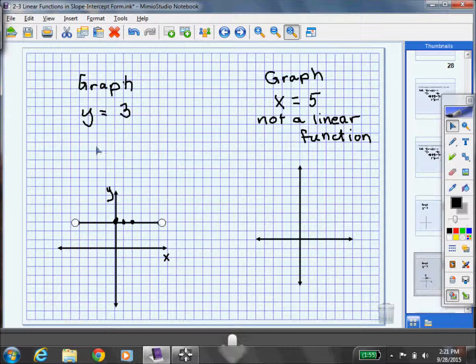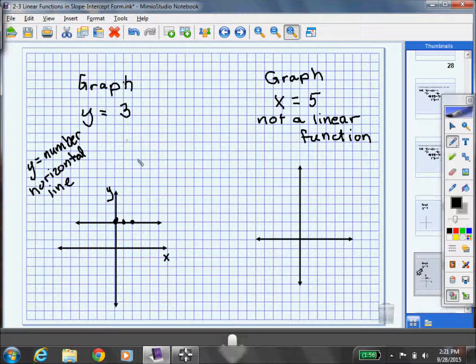We can, but not for a y equals. The y equals will always be a horizontal line. So y equals just a number will be a horizontal straight line.